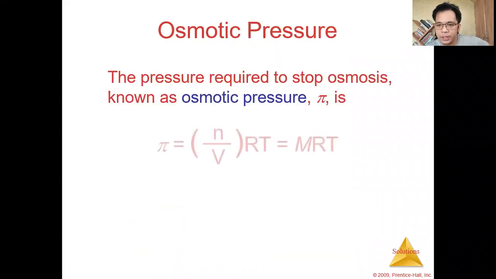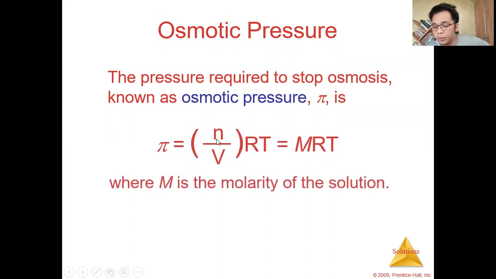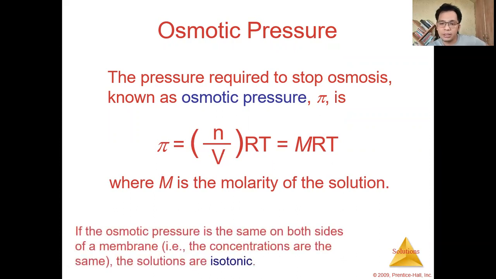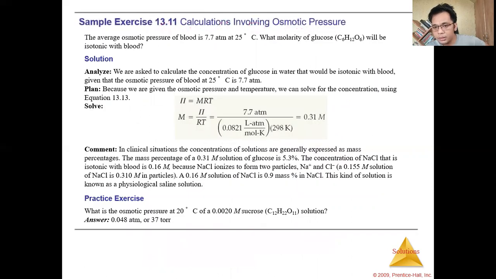Next, the pressure required to stop osmosis is also known as the osmotic pressure, which has a formula of moles per liter. Dito naman, kung kanina is molality ginamit natin, dito naman is molarity, which is moles per liter naman ginamit because we are considering the volume of the solution. So, applicable din dito yung van't Hoff factor na i. And I have to add this term that if the osmotic pressure is the same on both sides, that is isotonic. So this is just a calculation.